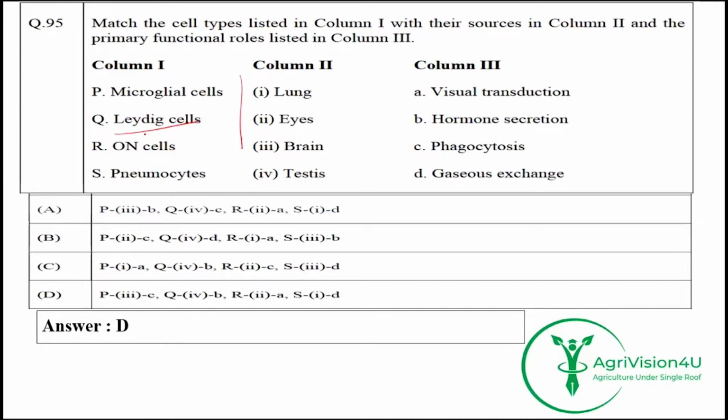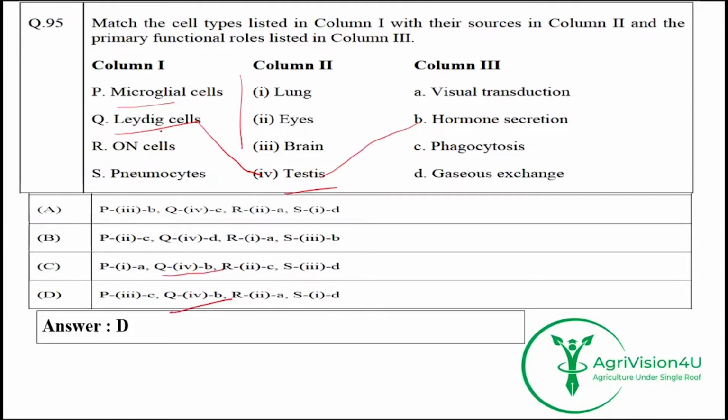Leydig cells. We all know Leydig cells, they are present in the testes. Right? Leydig cells, they are present in the testes. And what do testes do? Hormone secretion. Male hormone secretion, right? Androgens, testosterone. So we have Q4B. Now see the option which has Q4B.